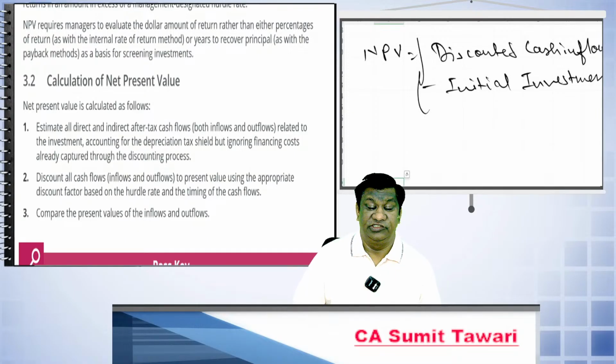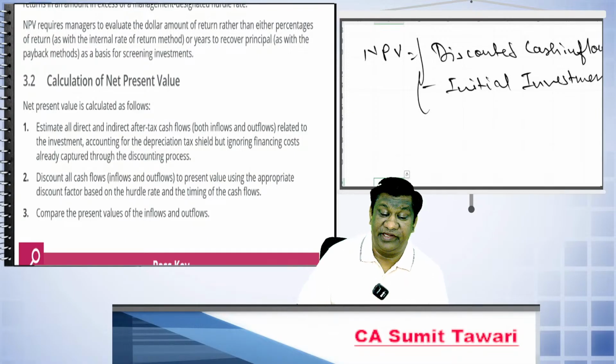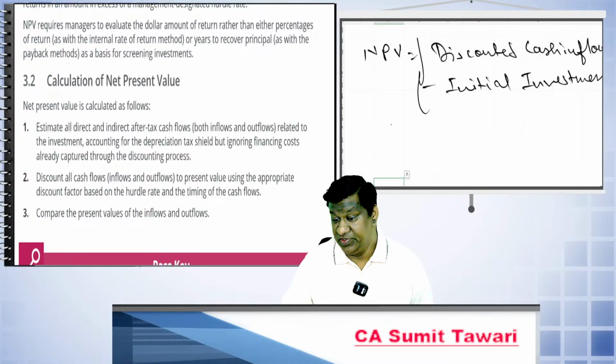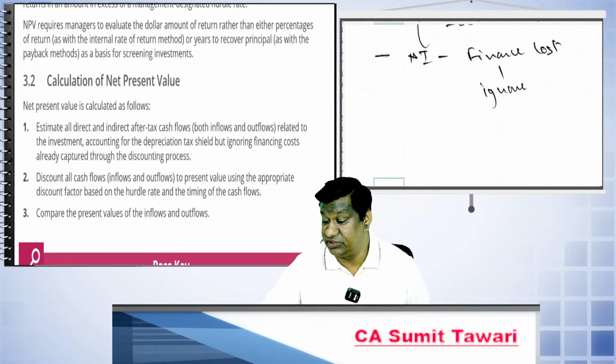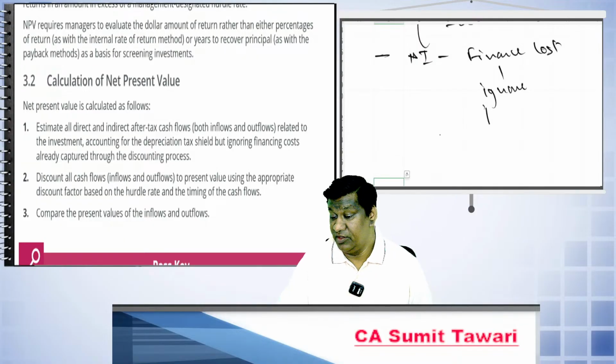Okay, so the calculation of net present value estimates all direct and indirect after-tax cash flows, both inflow and outflow, related to the investment, accounting for the depreciation tax shield, but ignoring financing cost already captured through the discounting process. Okay, so in net income there is a finance cost as well. That we need to ignore, not even required to consider for tax benefit.